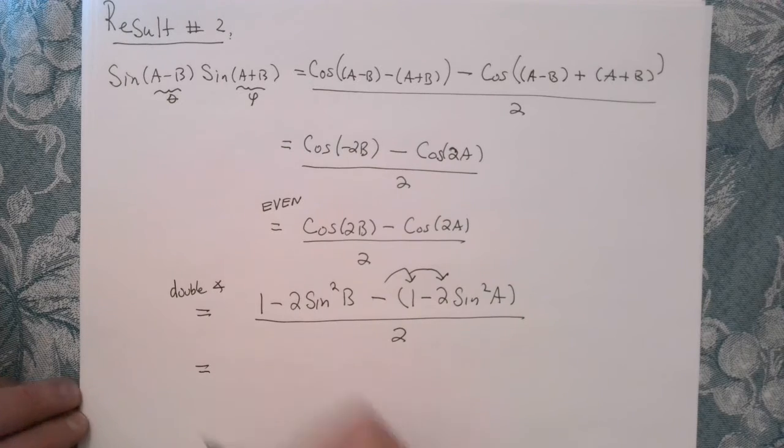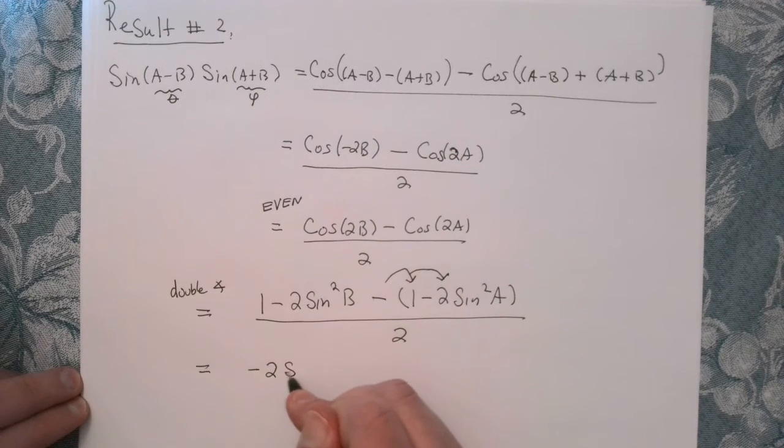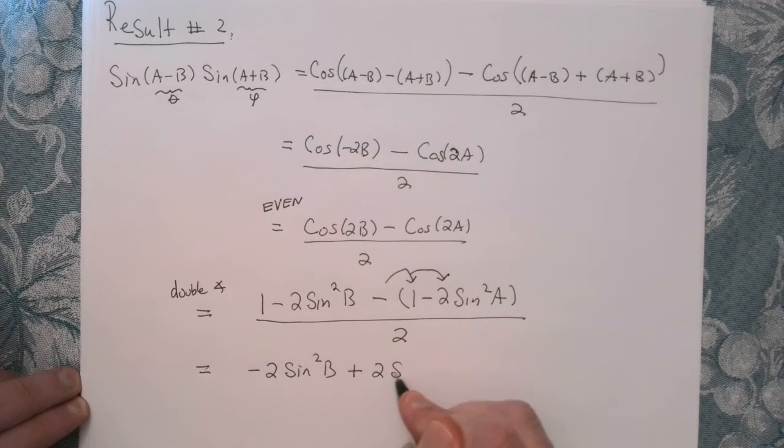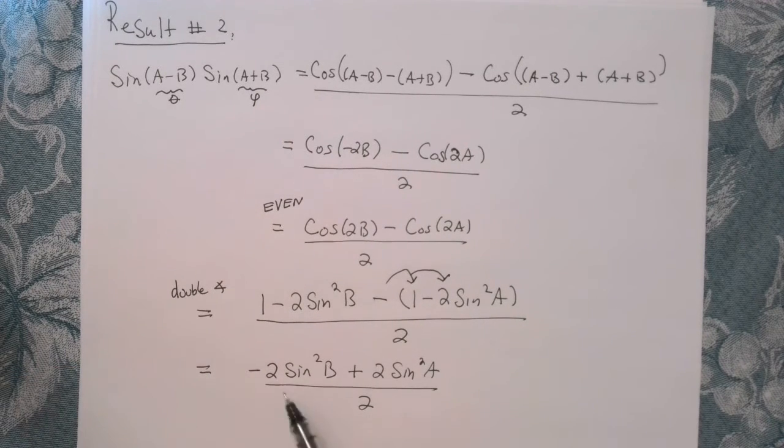Okay, so let's combine like terms. So it looks like the 1's are going to cancel. And I've got minus 2 sine squared of b plus 2 sine squared of a. That's all over 2. Now the 2's are going to cancel, and using the commutative property of addition, I can switch the order. So that gives us our result.